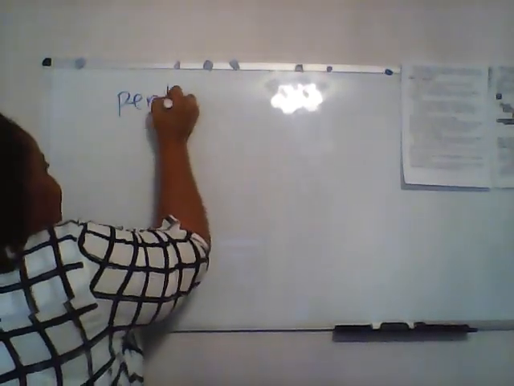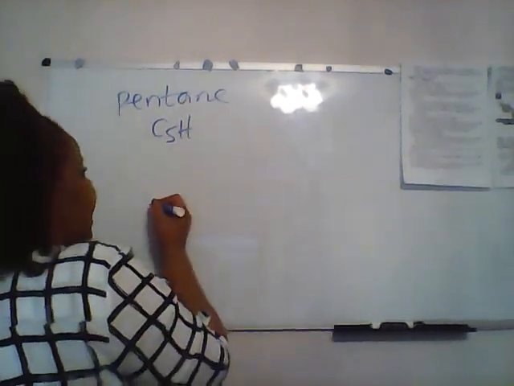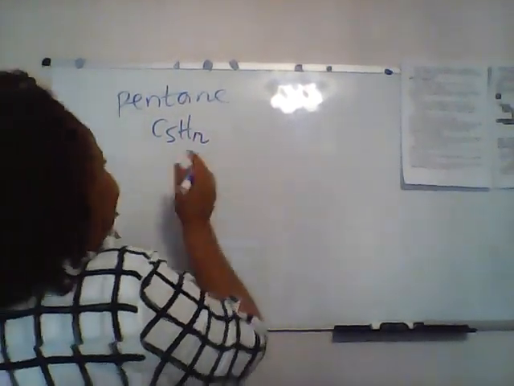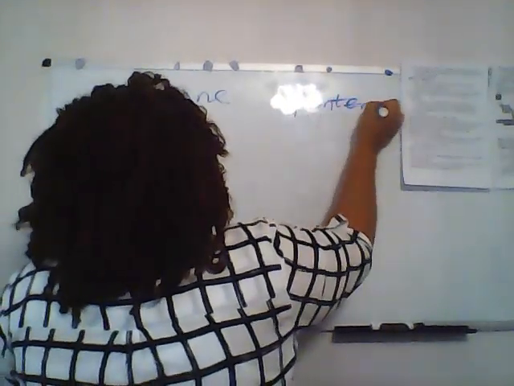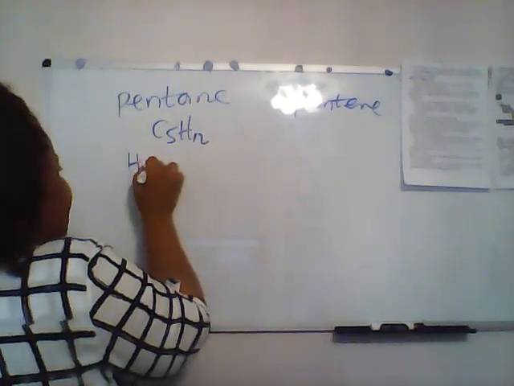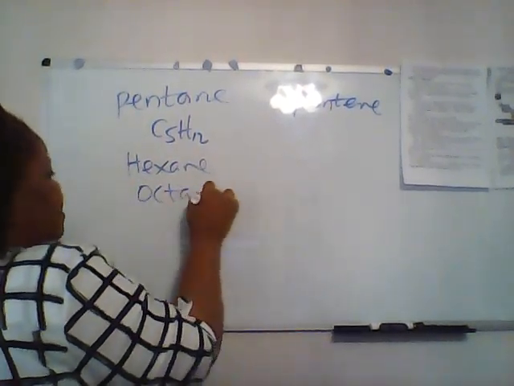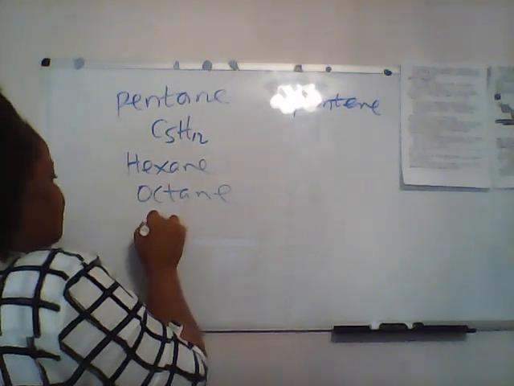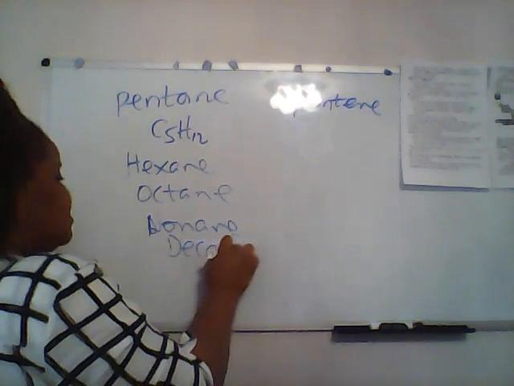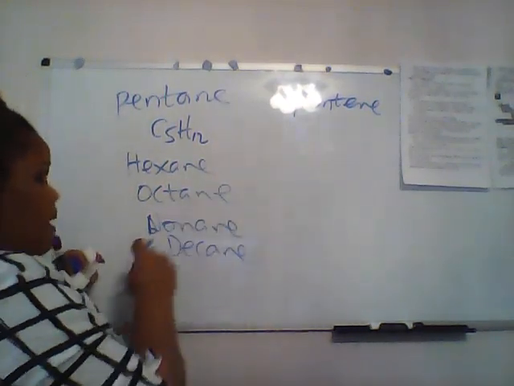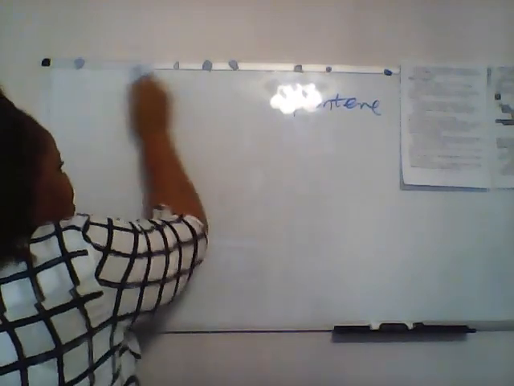So pentane is C5H12. Then you go on to the next one, pentene, and then hexane, heptane, octane, nonane, and decane, just exactly the same way you name your polygons in maths. And obviously, like I just showed you, you can work it out.